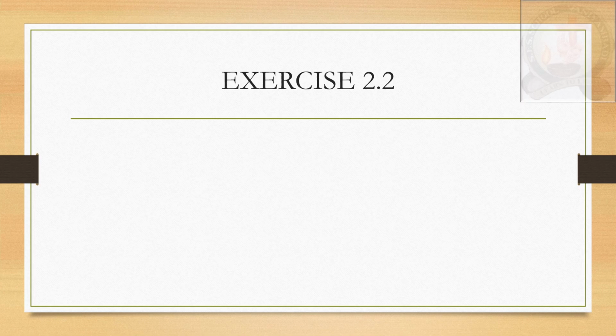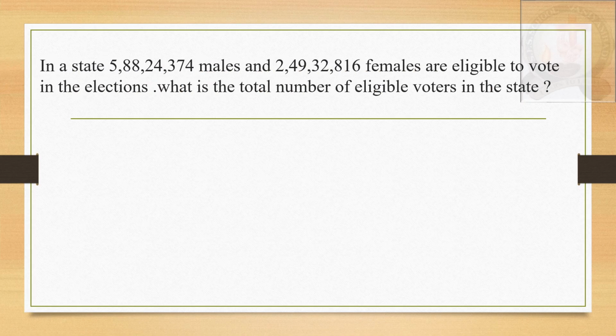In exercise 2.2, there are word problems. In the first question: in a state, 5 crore 88 lakh 24,374 males are there, and 2 crore 49 lakh 32,816 females are there, who are eligible to vote in the elections, children. What is the total number of eligible voters in the state? That is the question they asked.